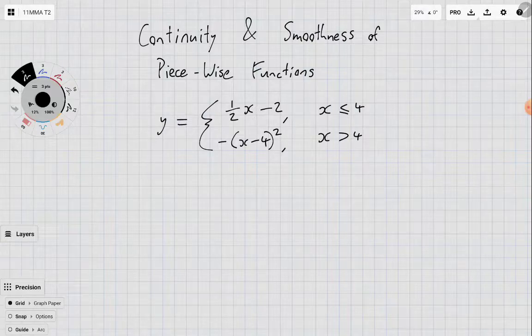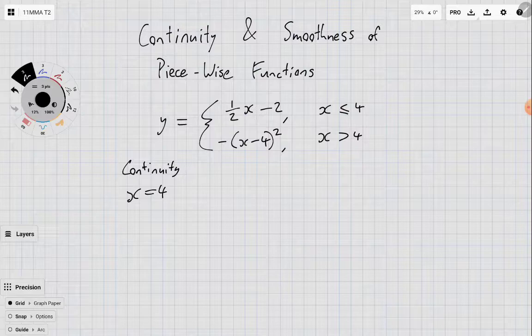Now, if we were only trying to do continuity, we only actually need to check one point, x equals 4. That's the changeover from this function to this function. So x equals 4 is the problem point. So let's just do the continuity bit first. If we were just interested in continuity, this would be the thing to check.